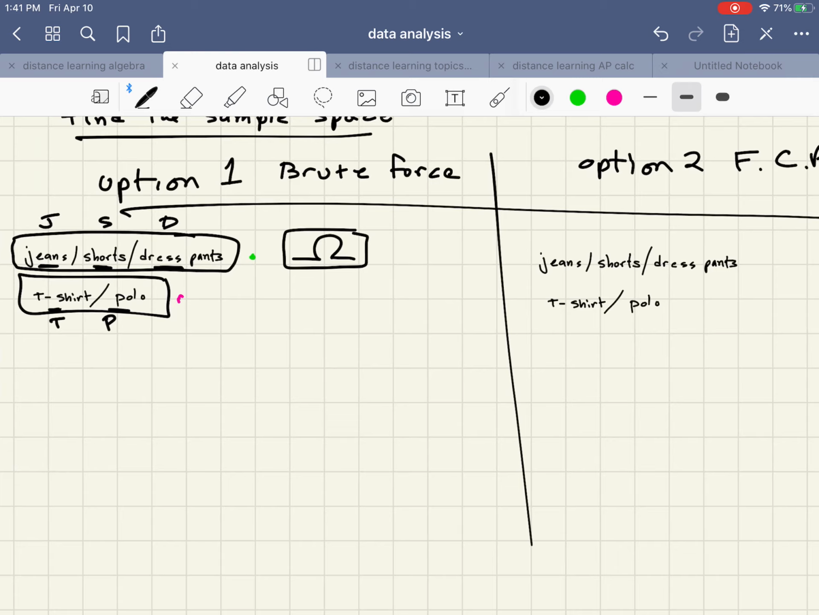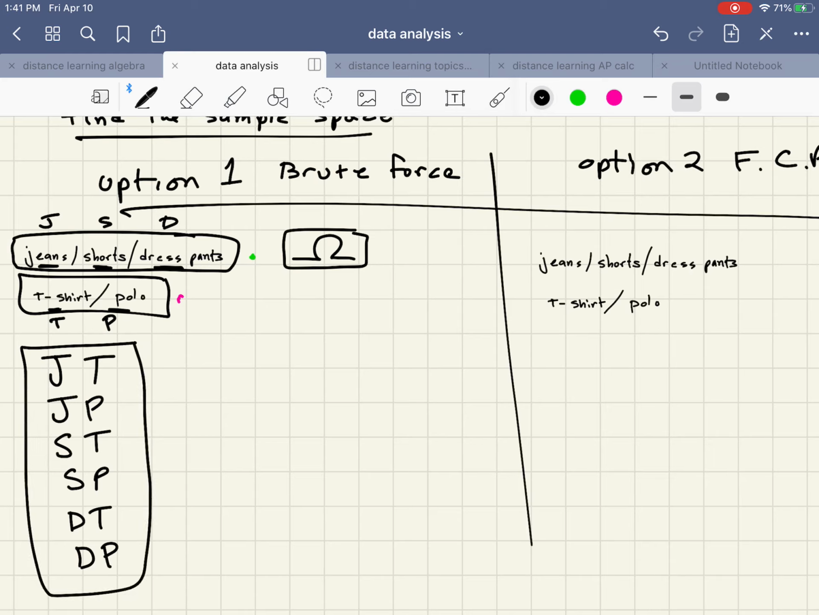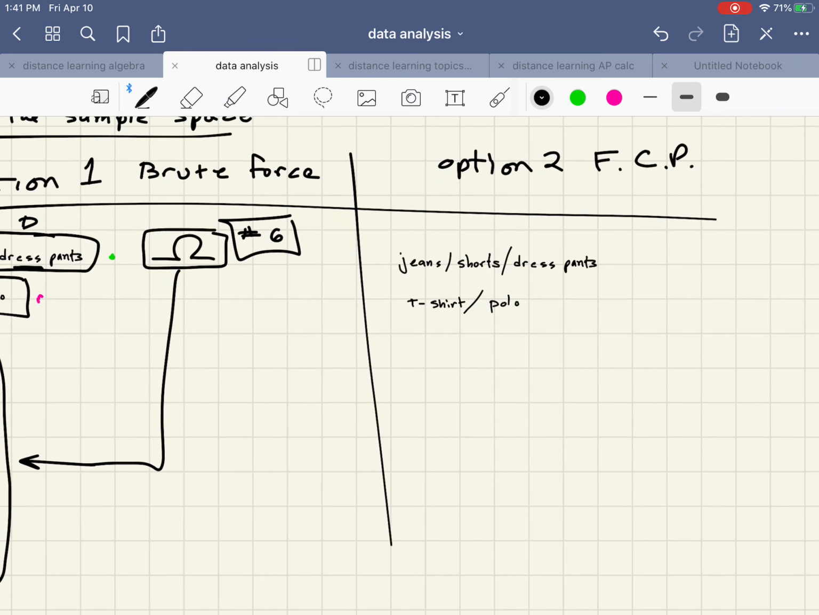So the brute force method has some value. When there's only so many options, you literally can say, okay, I need jeans with a t-shirt, and jeans with a polo. I need shorts with a t-shirt. I need shorts with a polo. I need dress pants with a t-shirt. I need dress pants with a polo. And I've exhausted all of the choices. Now, brute force didn't really take a long time, but that is the entire sample space. So there are 6 items in that sample space.